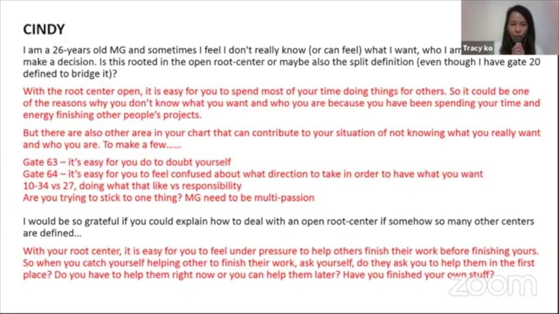You are meant to do like 3 to 4 things at the same time. And being an MG, you have all the permissions in the world to do everything that speaks to you, that lights you up at the same time. And you don't need to put yourself into just one thing, and you don't have to shame yourself because you cannot put all your energy into just one thing.